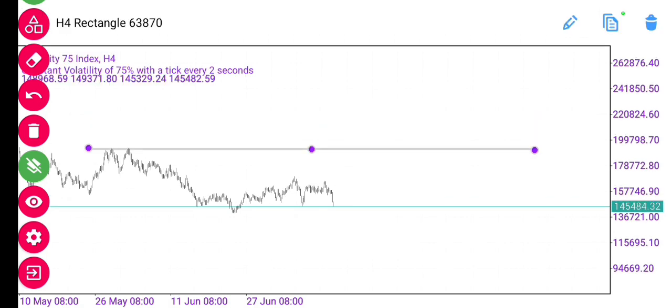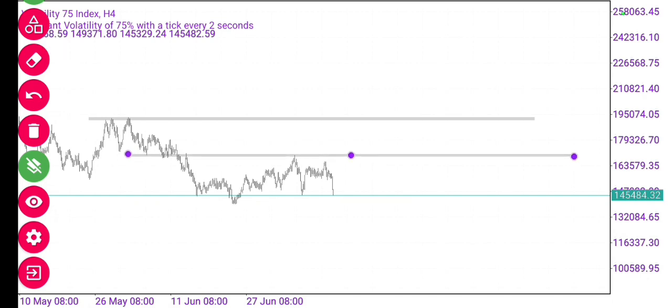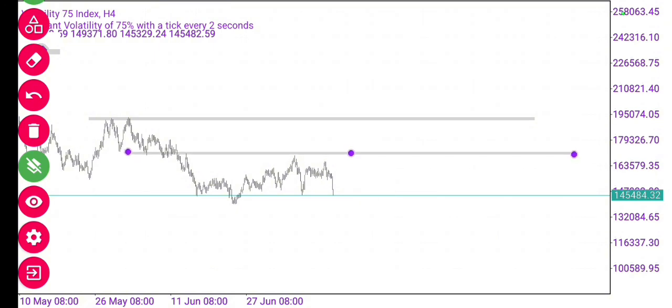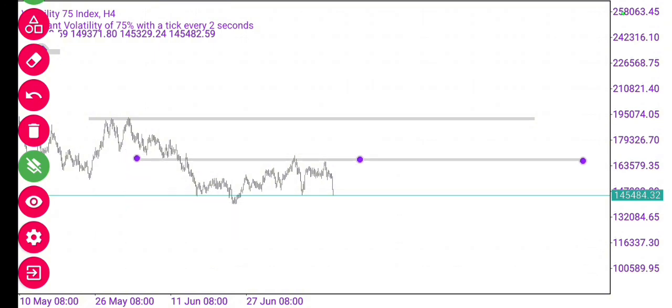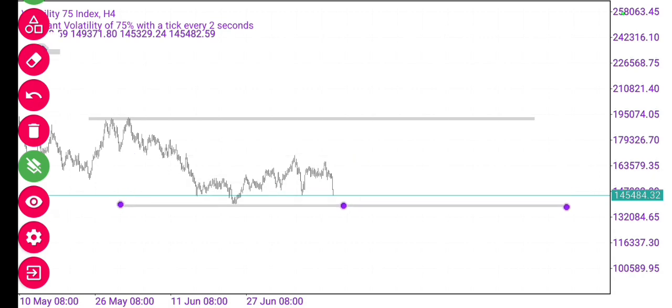If you can duplicate this one and then we bring it here, this is our previous low high. Are you getting the point? But this is a minor structure. Are you getting the point? This is just a minor. So we can put here our horizontal line and we put another one there.